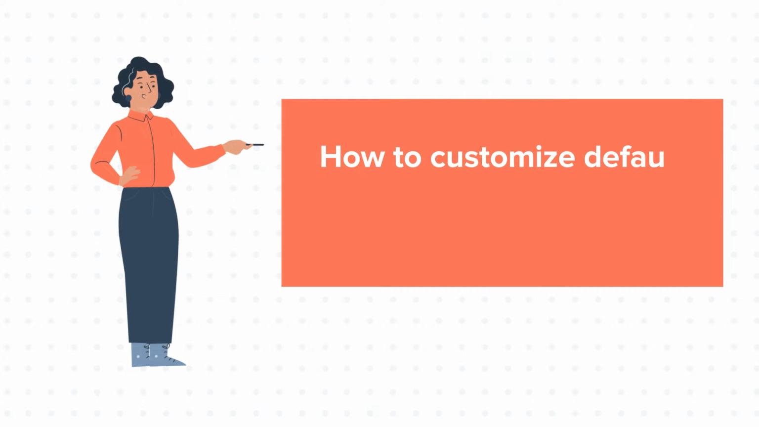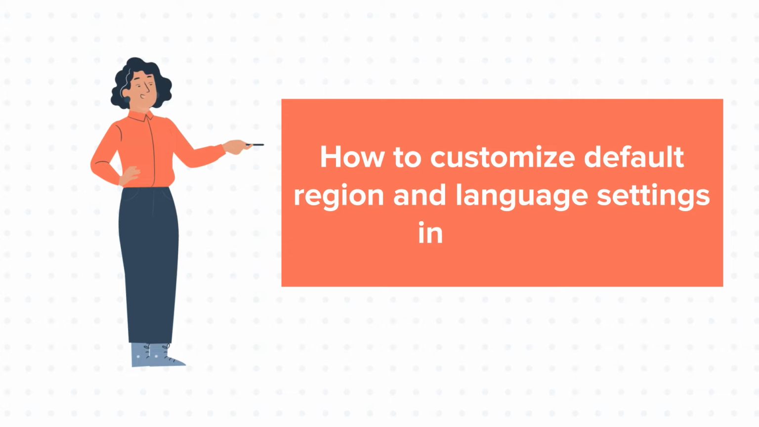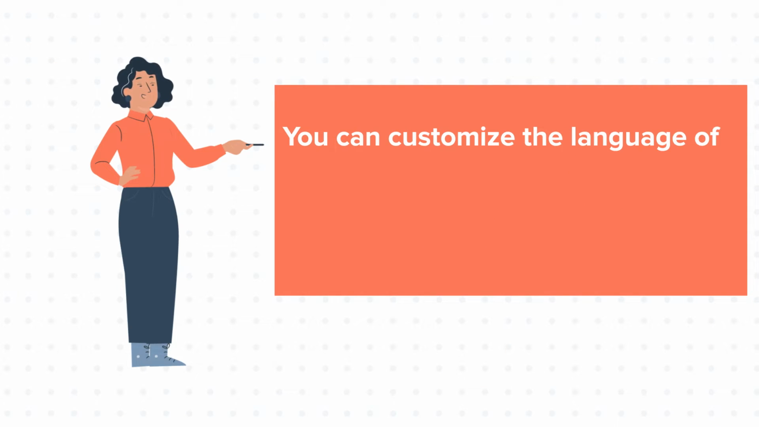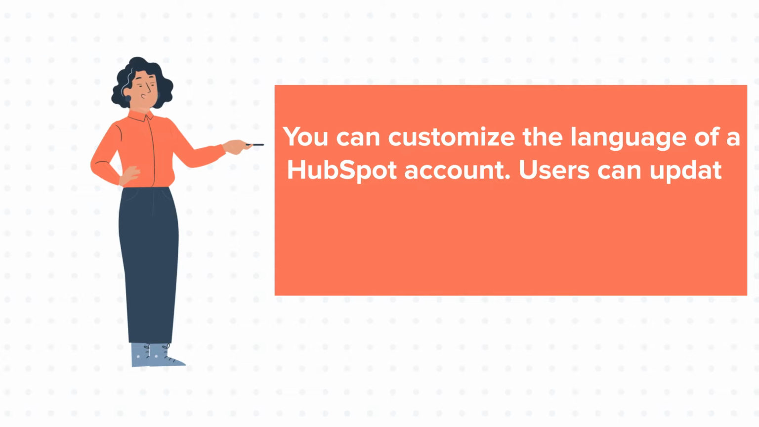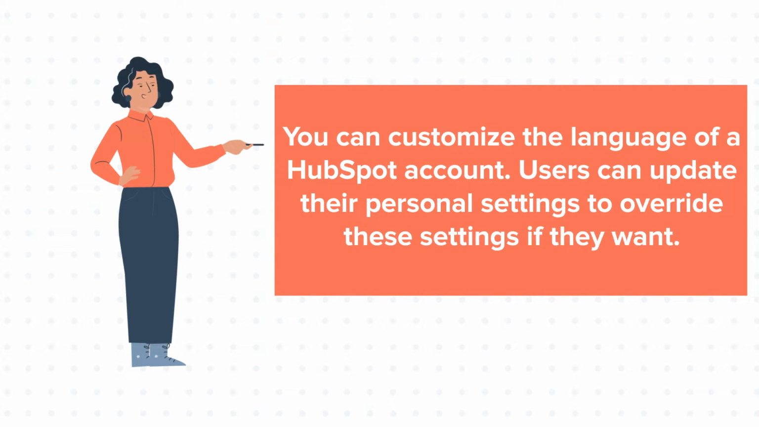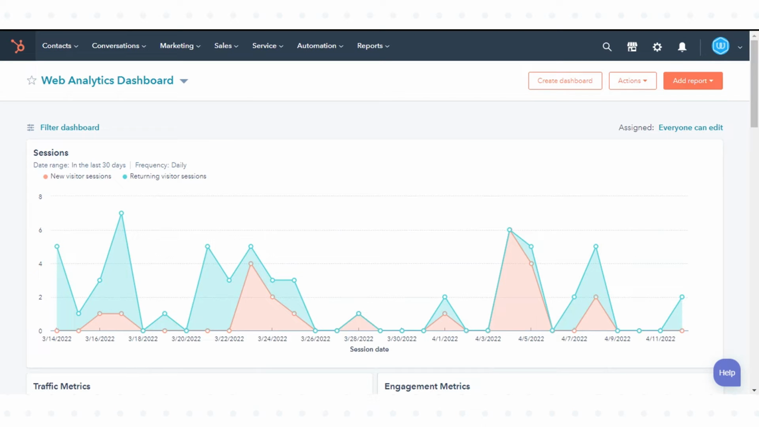This is Jessica and today's tutorial is about how to customize default region and language settings in HubSpot. You can customize the language of a HubSpot account. Users can update their personal settings to override these settings if they want. Let's see how to do this.